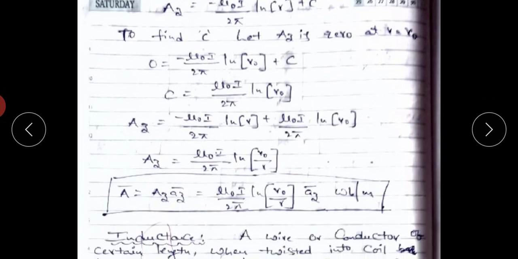So log A minus log B equals log A by B. By using that formula we can write AZ equals mu naught into I by 2 pi ln of R naught by R. So the final expression: A bar has only a Z component, so A bar equals AZ into AZ bar, where AZ equals mu naught into I by 2 pi ln of R naught by R. Units are Webers per meter. This is the vector magnetic potential expression due to an infinite length current carrying conductor.